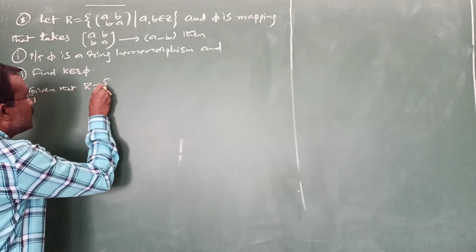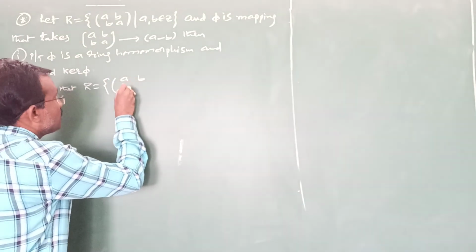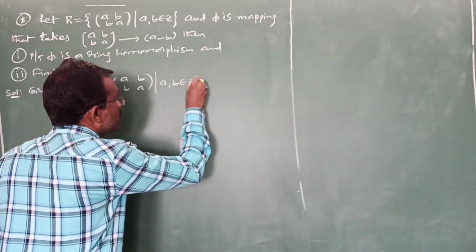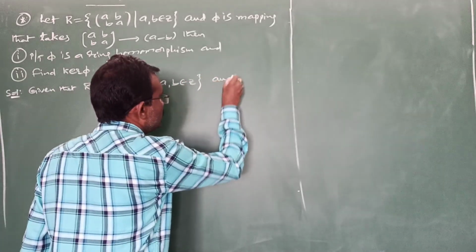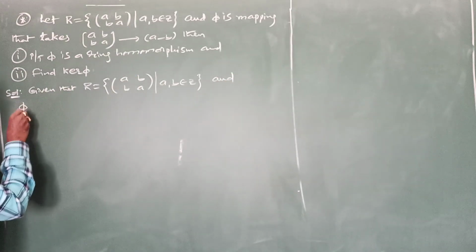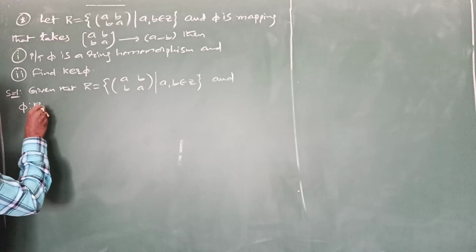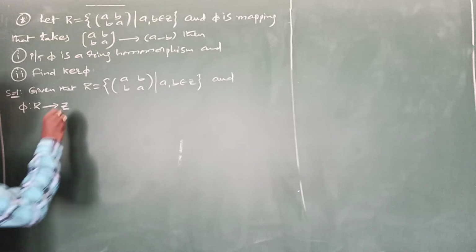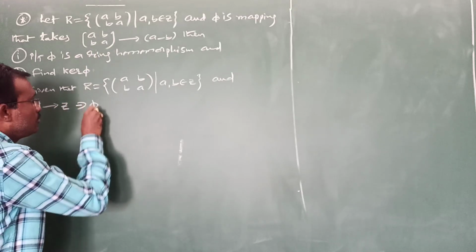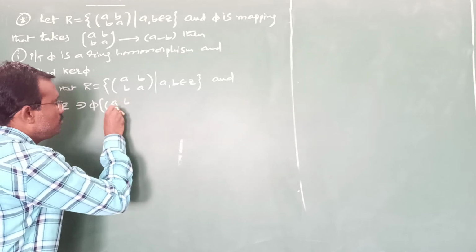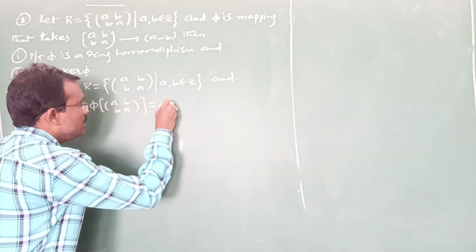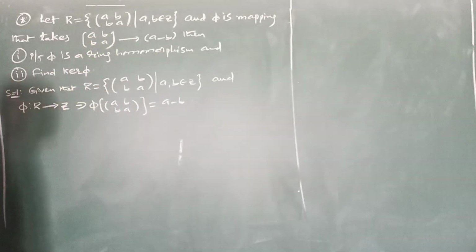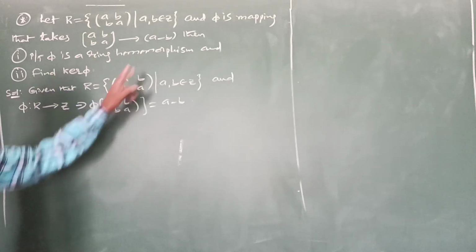R is equal to the set of all 2 by 2 matrices of the form [A, B; B, A] such that A, B belong to Z, and phi is a mapping from R to Z. Our mapping should be R to Z. This is integer. This R means these type of elements, in such a way that phi of the matrix [A, B; B, A] should map into A minus B. This is the phi definition.